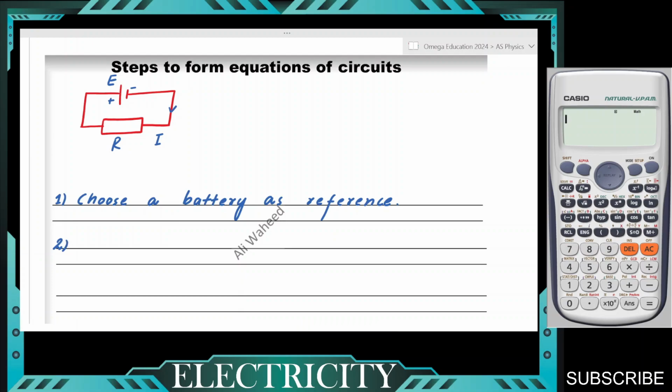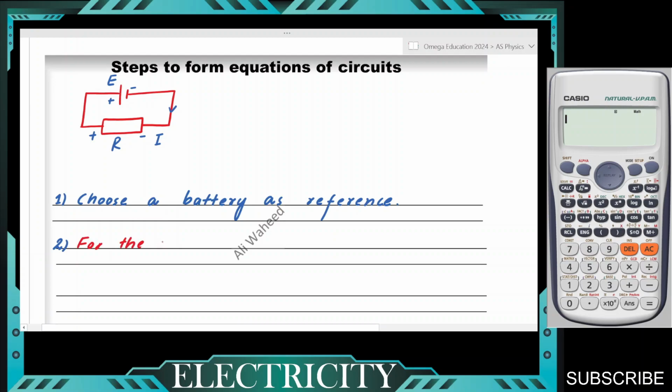all the components or all the devices that consume the energy, you have to mark their polarities. Polarity means, for example, this resistor has 2 sides, the left one and the right one. The one that is touching the positive of the battery, you'll mark it positive, and the other one would be marked negative. So the legs of the components would be marked according to that reference battery.